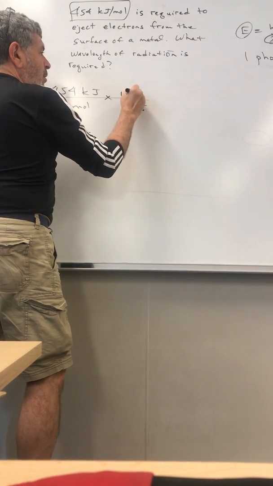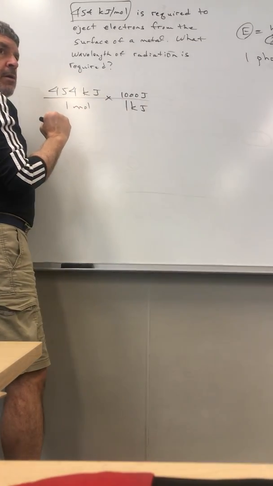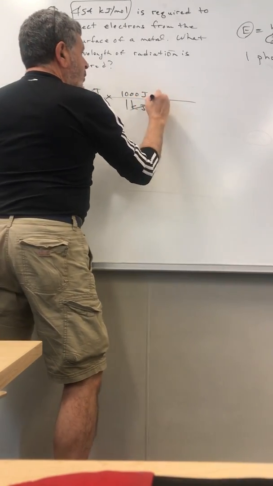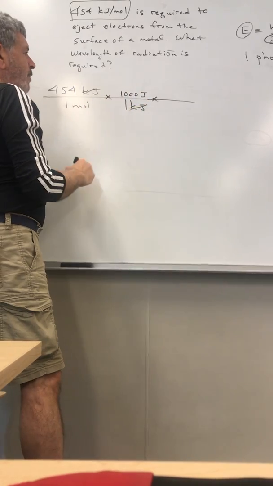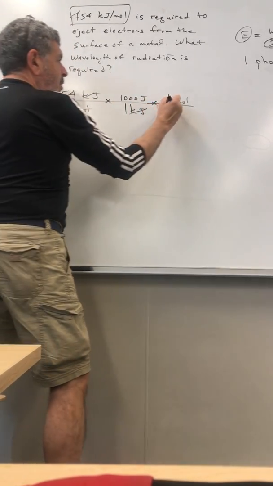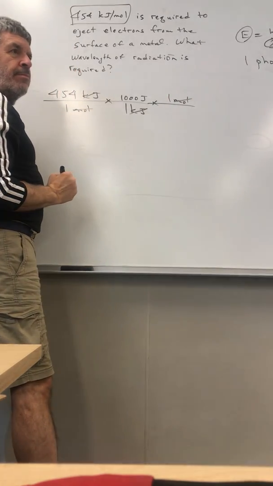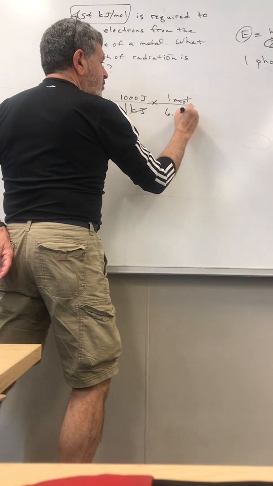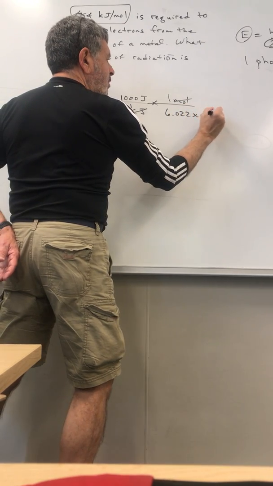1,000 on top, right? Okay, that goes away. And now we need to convert to one photon. So we have one mole on the top to get rid of this. And how many on the bottom? Avogadro's number, 6.022 times 10 to the 23rd.